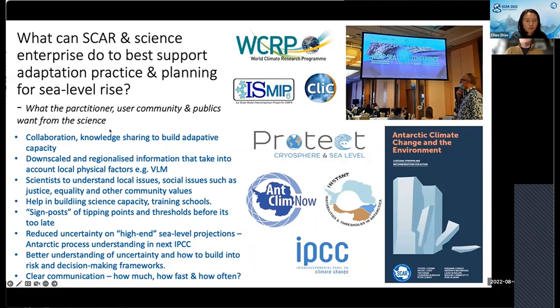They need knowledge, they need adaptive capacity, they need collaboration and knowledge sharing from the scientific community. They need information that is downscaled to their area that takes into account factors such as vertical land movements. They need scientists to understand more than science, but the social issues and community values. But by the same token, they need to be upskilled and trained in why the science matters. They need early warning signals.